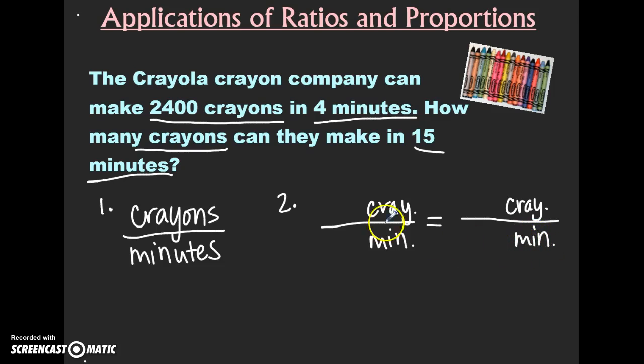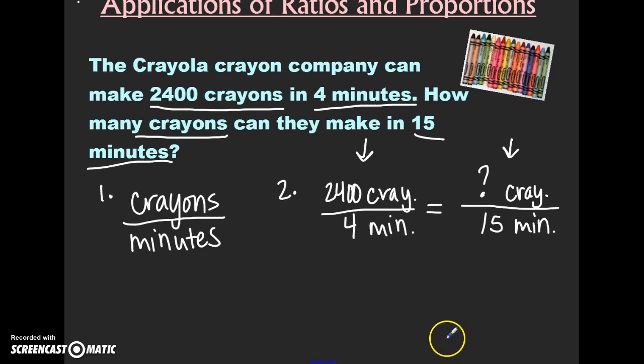So now I just have to fill in with numbers and variables. So this first ratio on the left, I'm going to make that for my first situation here. I have 2,400 crayons in 4 minutes. Now my ratio on the right, I'm going to fill in for my second scenario, which is we don't know how many crayons in 15 minutes. Okay, so there's my proportion. Now I'm going to clean this up a little bit. So this can be my third step.